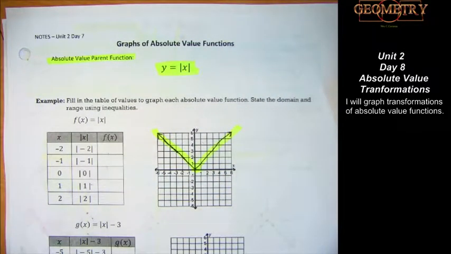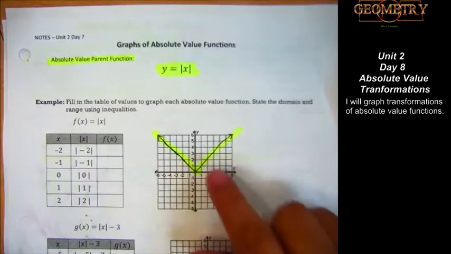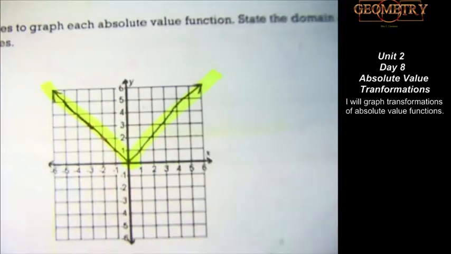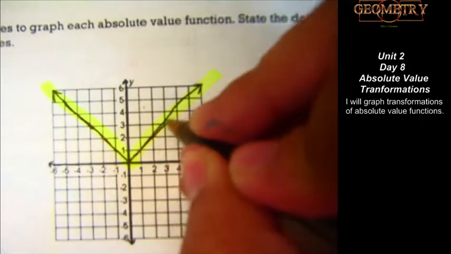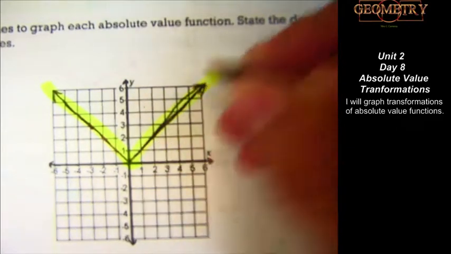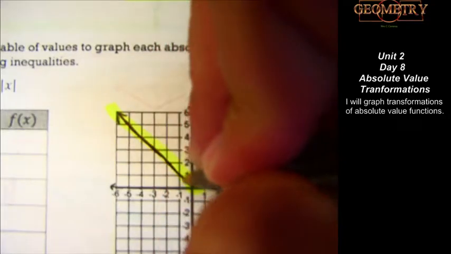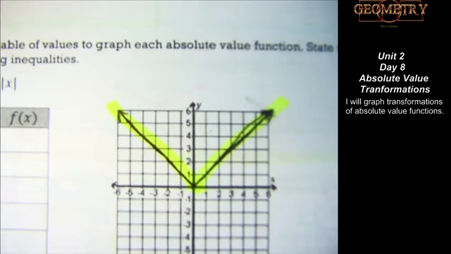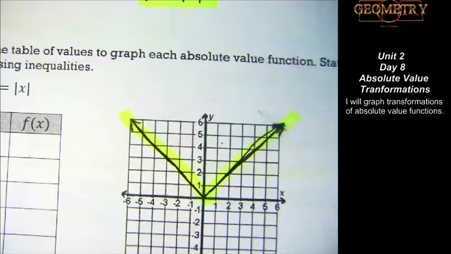The vertex, the turnaround point, is going to be at the origin, and then the slopes of these lines are going to look like a y equals x kind of line, and a y equals negative x kind of line. And so it's always going to look like this.